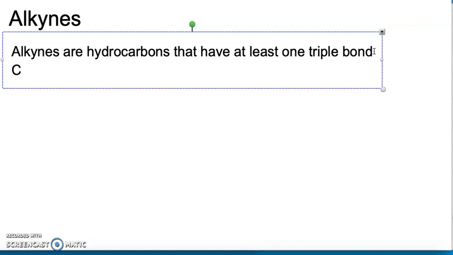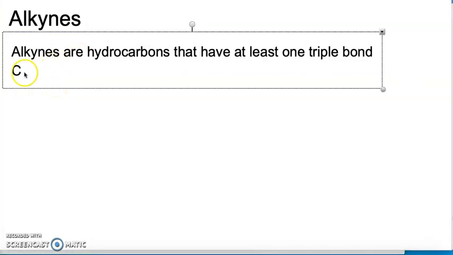So general formula-wise, these ones are CnH2n minus 2. Okay, so we saw alkanes, which was all single bonds with CnH2n plus 2. Then we had alkenes, which was CnH2n, and now we have alkynes, which are CnH2n minus 2. Okay, so even fewer hydrogens because now we've put that triple bond in place.